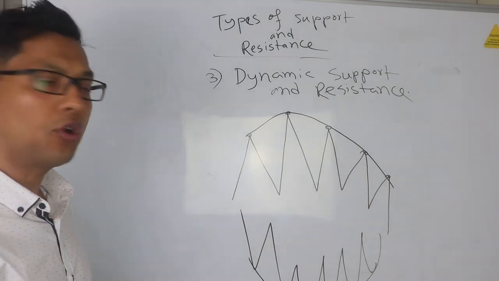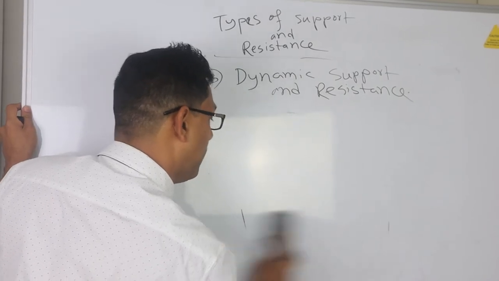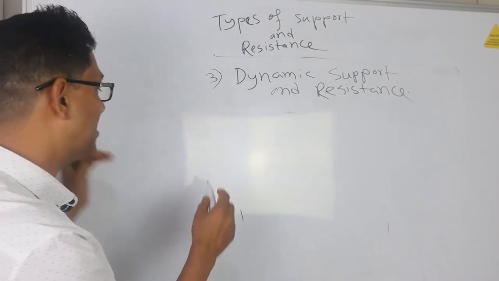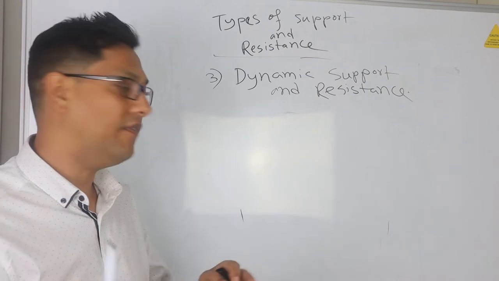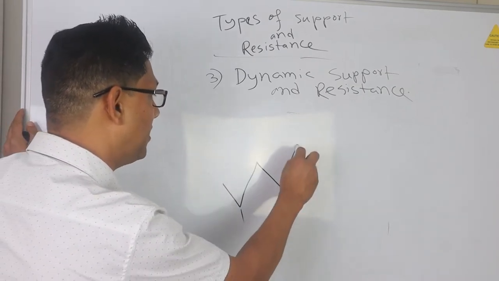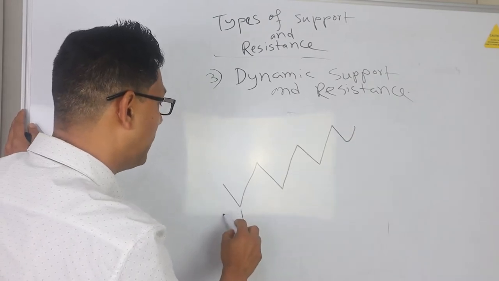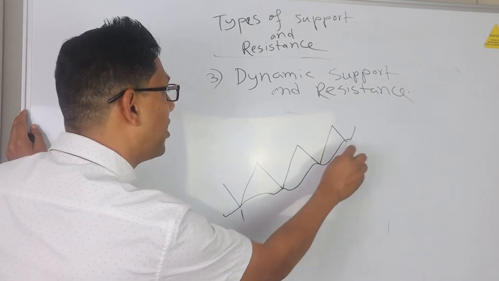Another dynamic support or resistance is the moving average. So what do I mean by moving average? When you see an instrument respecting a moving average, say a 20 period moving average. So if you see that an instrument is trending something like this, creating higher highs and higher lows, and it is respecting this line, the price is moving to this 20 period moving average.